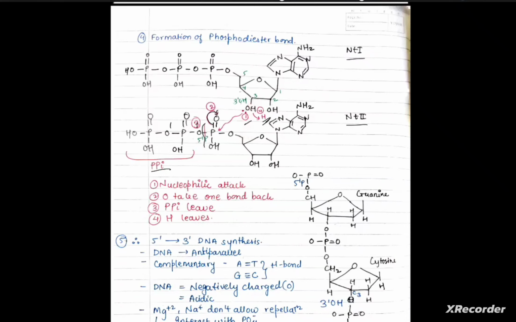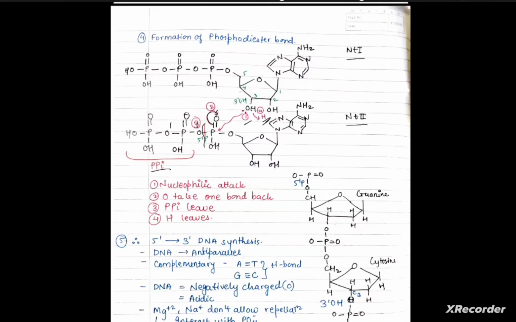So on this 3' end, you have an OH group. Now this O will have a lone pair of electrons. This lone pair of electrons will make a nucleophilic attack on this particular phosphate, the alpha phosphate. Now oxygen will take one bond backwards, because phosphate can form 5 maximum bonds. Now something is attacking this one, and the next step here is pyrophosphate will leave, and there will be a new bond that will be formed.